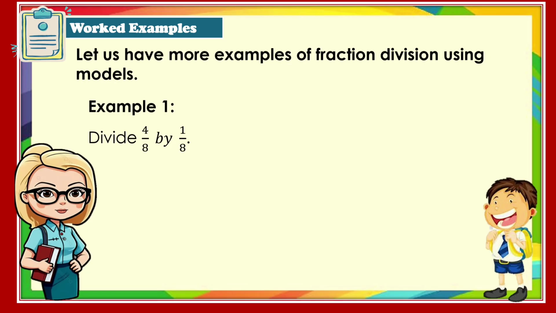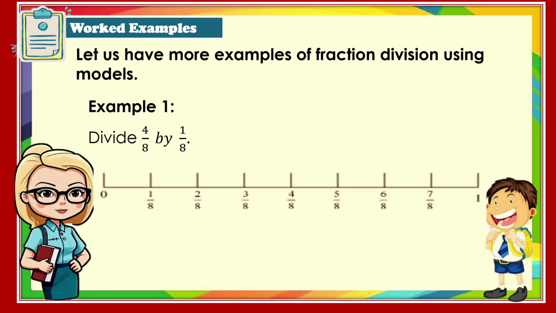So let's draw a number line from 0 to 1. Divide it into 8 equal parts since the denominator is 8. So each tick represents 1/8. Let's locate 4/8. Count 4 ticks from 0. So 1, 2, 3, 4. You land on 4/8 or 1/2.